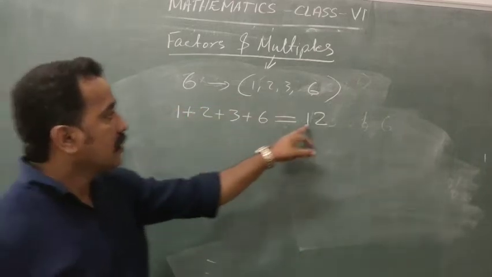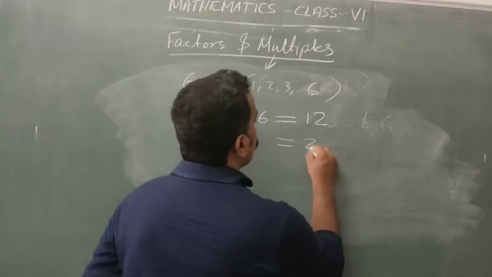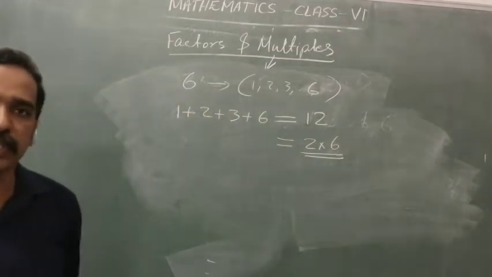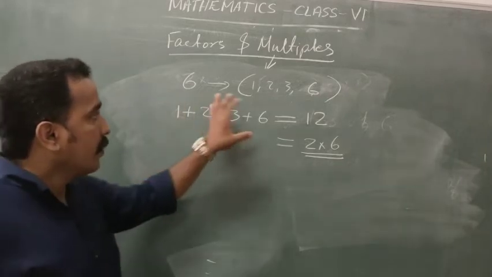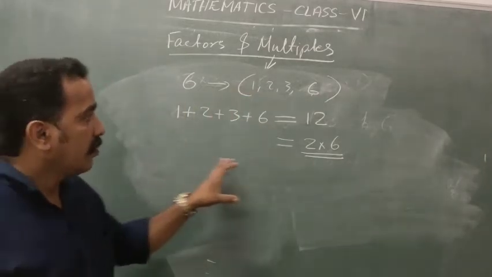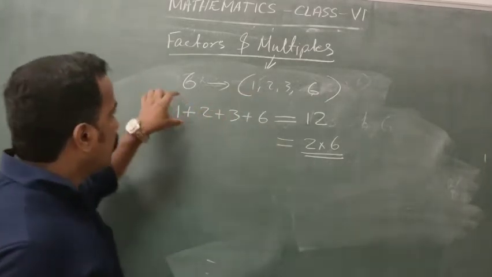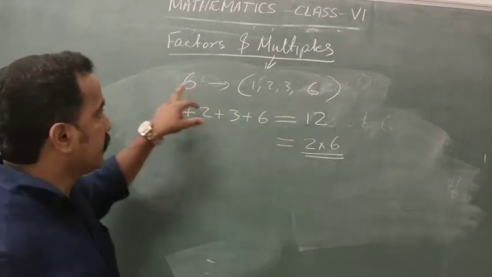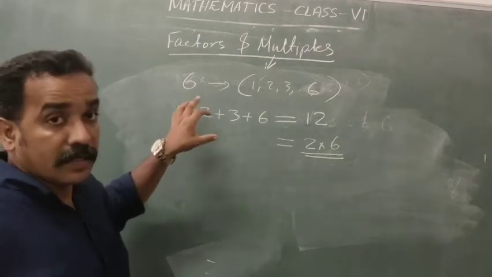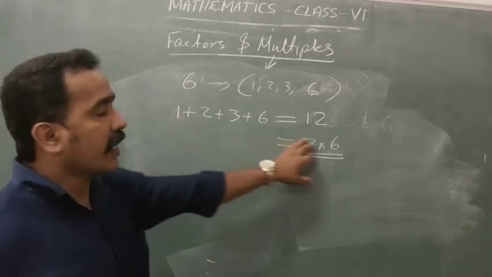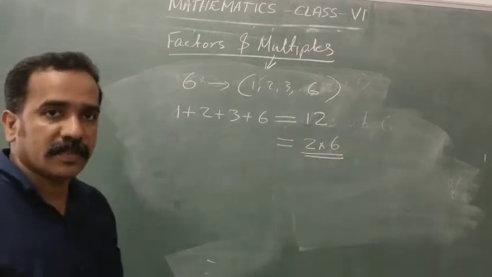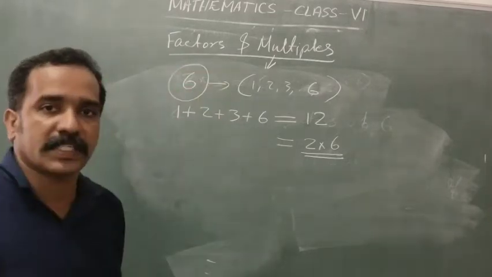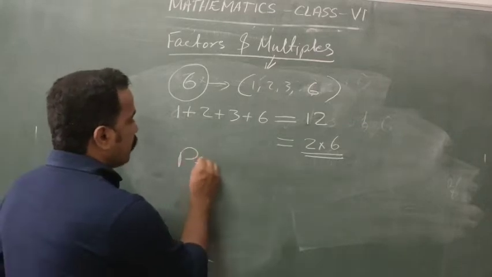And now see this number, 12. We can say that this 12 is equal to 2 into 6, 2 times 6 are 12. So here, the sum of the factors of 6 is 2 times 6. And such numbers are called perfect numbers, therefore the number 6 is called a perfect number.